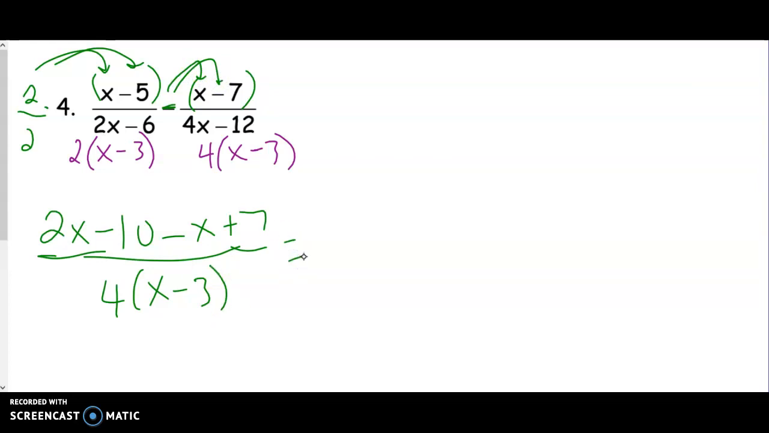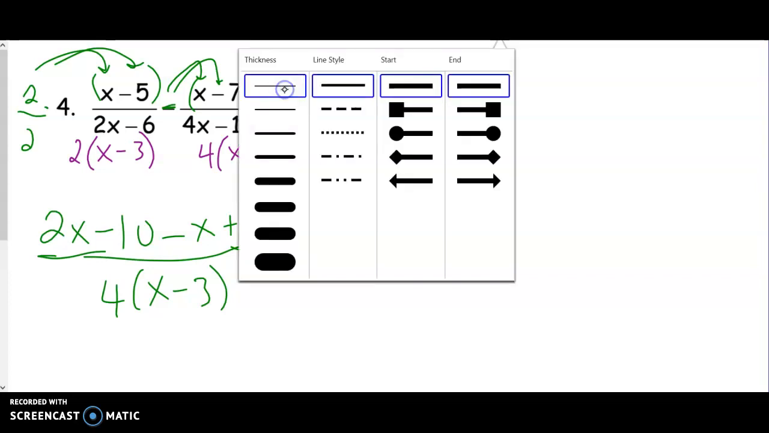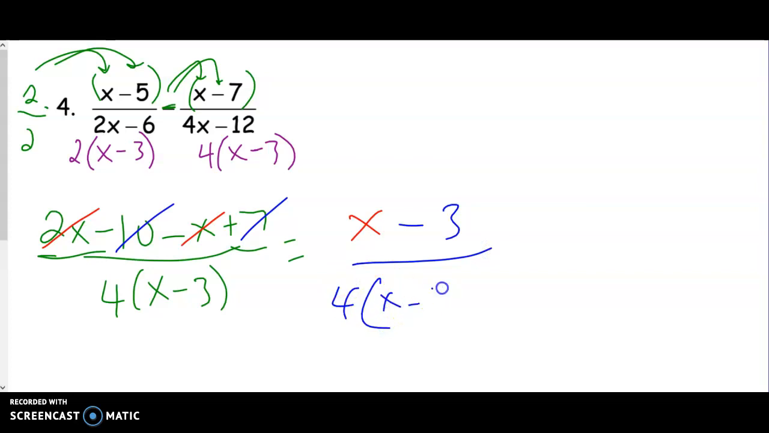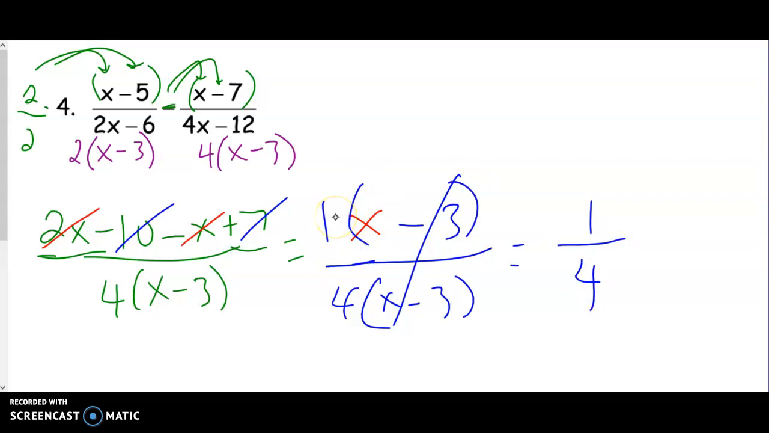All right, let's combine like terms. Let's see what we got. 2x minus 1x is 1x. Negative 10 plus 7 is minus 3. On the bottom, I have 4 times x minus 3. That cancels. So we are left with 1 over 4. There's nothing left on top. There's a 1, because 1 times x minus 3 is still x minus 3. So that is the final answer, 1/4.